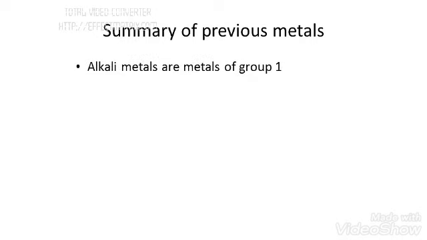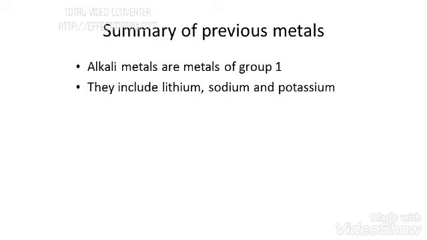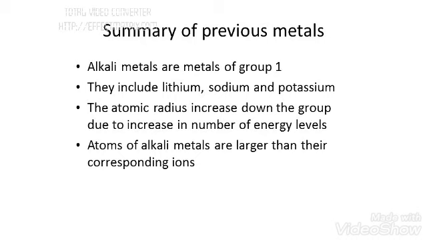So yesterday we introduced the alkali metals, and you say that these are metals of group 1 of the periodic table, and you say they include lithium, sodium, and potassium. We say that the atomic radius increased down the group due to increase in number of energy levels, and we also say that atoms of alkali metals are larger than their corresponding ions.